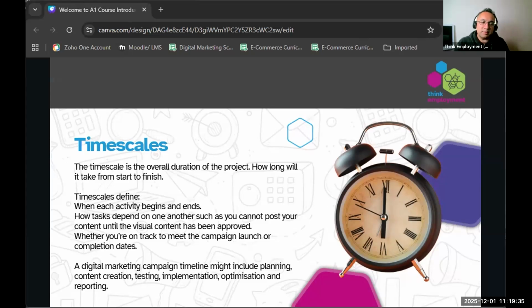A digital marketing campaign timeline might include planning, content creation, testing, implementation, optimization, and reporting. So the whole campaign will have its own timeline, and from start to finish, you'll see parts where you're planning. It's basically the project cycle in a timeline. And when you're going to test, when you're going to implement, when you're going to optimize, and when you're going to report. The whole thing. So the project cycle becomes like a timeline.